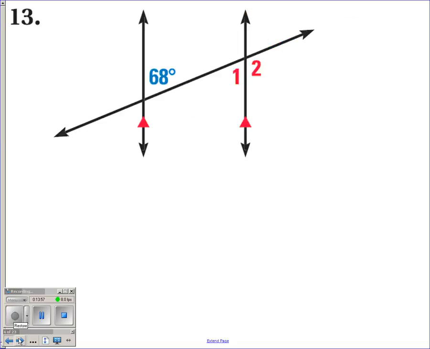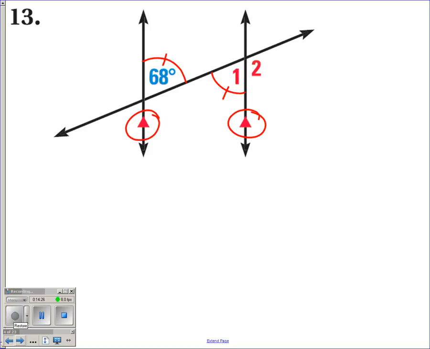Let's go on to number 13. Again, our lines are parallel. If they're not parallel, we can't say anything about any of these angle pair types as far as being congruent or supplementary. But let's take a look at this 68. Here is angle 1, and these are alternate interior angles. And because the lines are parallel, alternate interior angles are congruent.